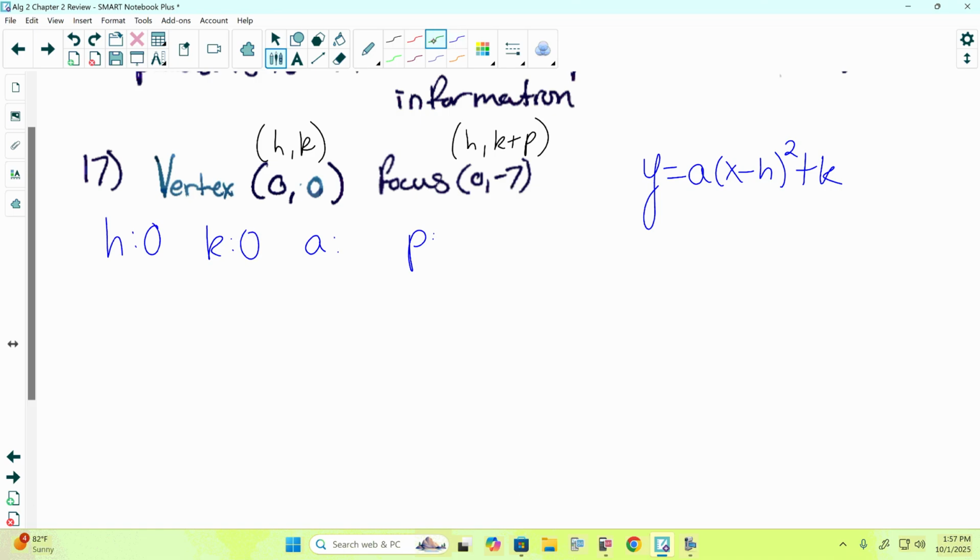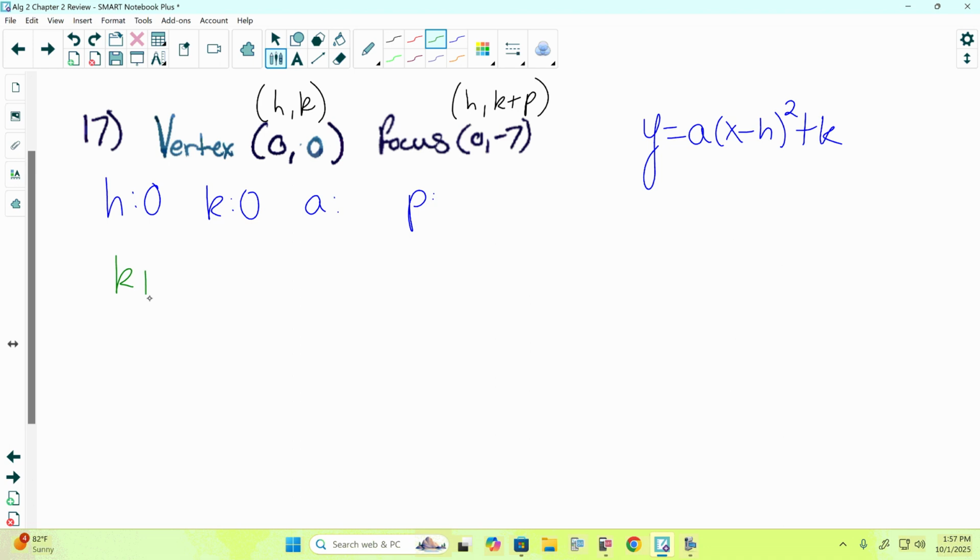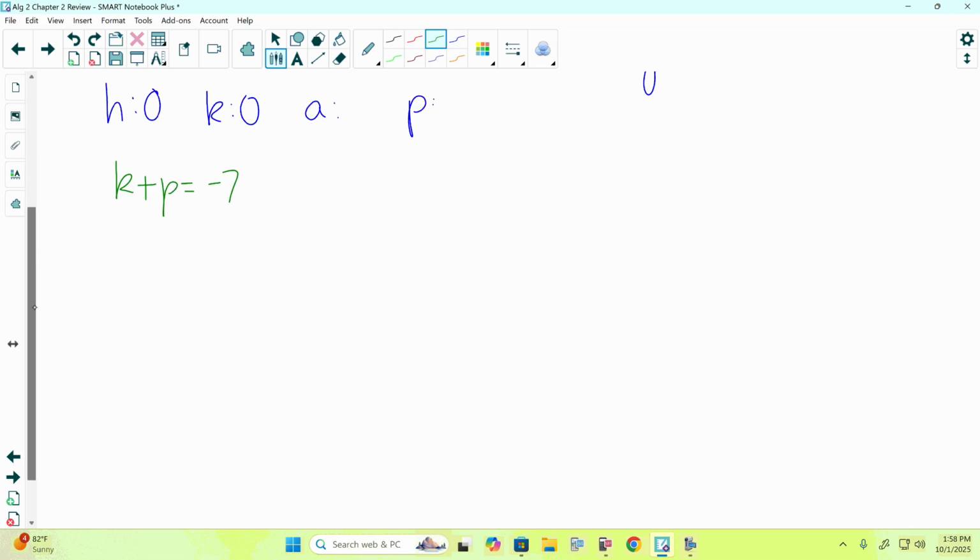Now, they told us that k plus p is -7. Well, the value of k is what? So 0 plus p is -7. Well, 0 plus p is just p. 0 plus anything is just whatever the other thing we're adding to it is. That value of p is positive, yes? So we know p. Unlike the directrix where it was negative p, we had to make that positive here. Already is. So p is -7.